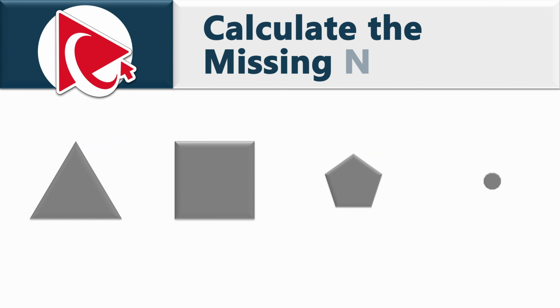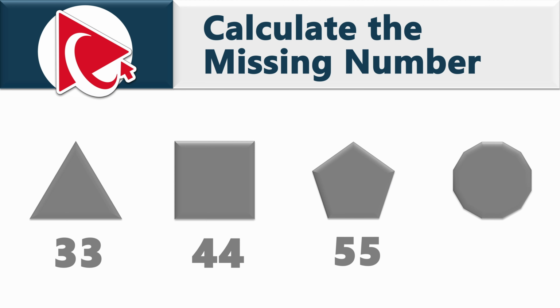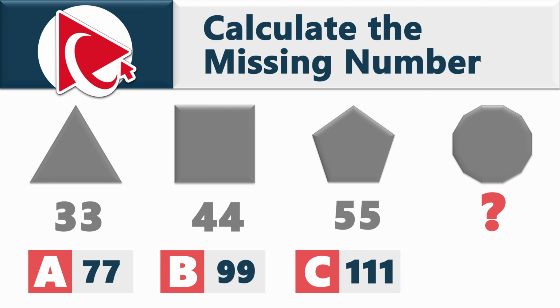You are presented with 4 shapes. There are numbers under each shape. The first shape has the number 33. The second shape has the number 44. The third shape has the number 55. And then comes the shape with the missing number. You need to calculate and select the missing number out of 4 possible choices. Choice A, 77. Choice B, 99. Choice C, 111. And last but not least, choice D, 132.